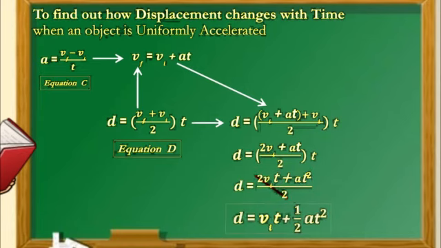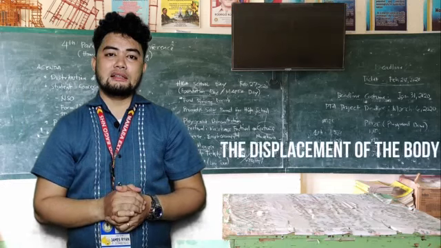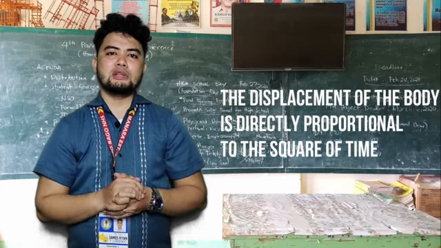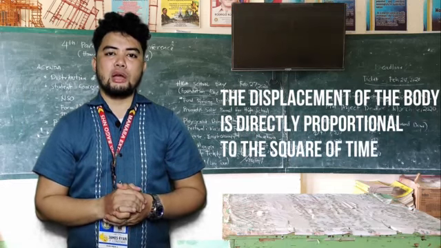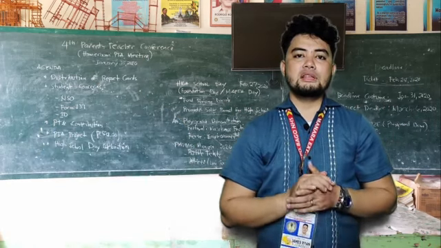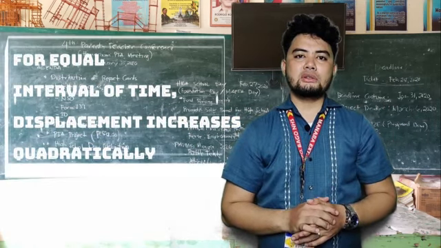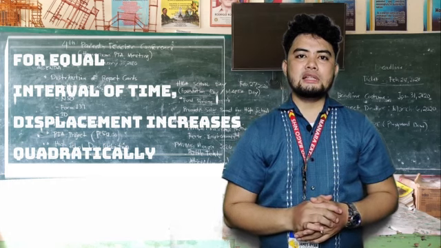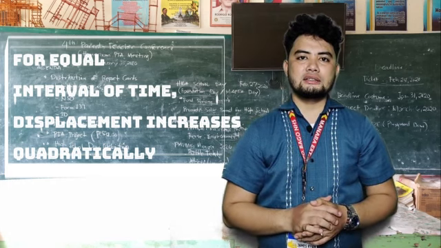Simplifying further will provide us d is equal to v sub i t plus 1/2 a t squared. And this is our equation E. This shows that the displacement of the body is directly proportional to the square of time. This confirms that for equal intervals of time, displacement increases quadratically.